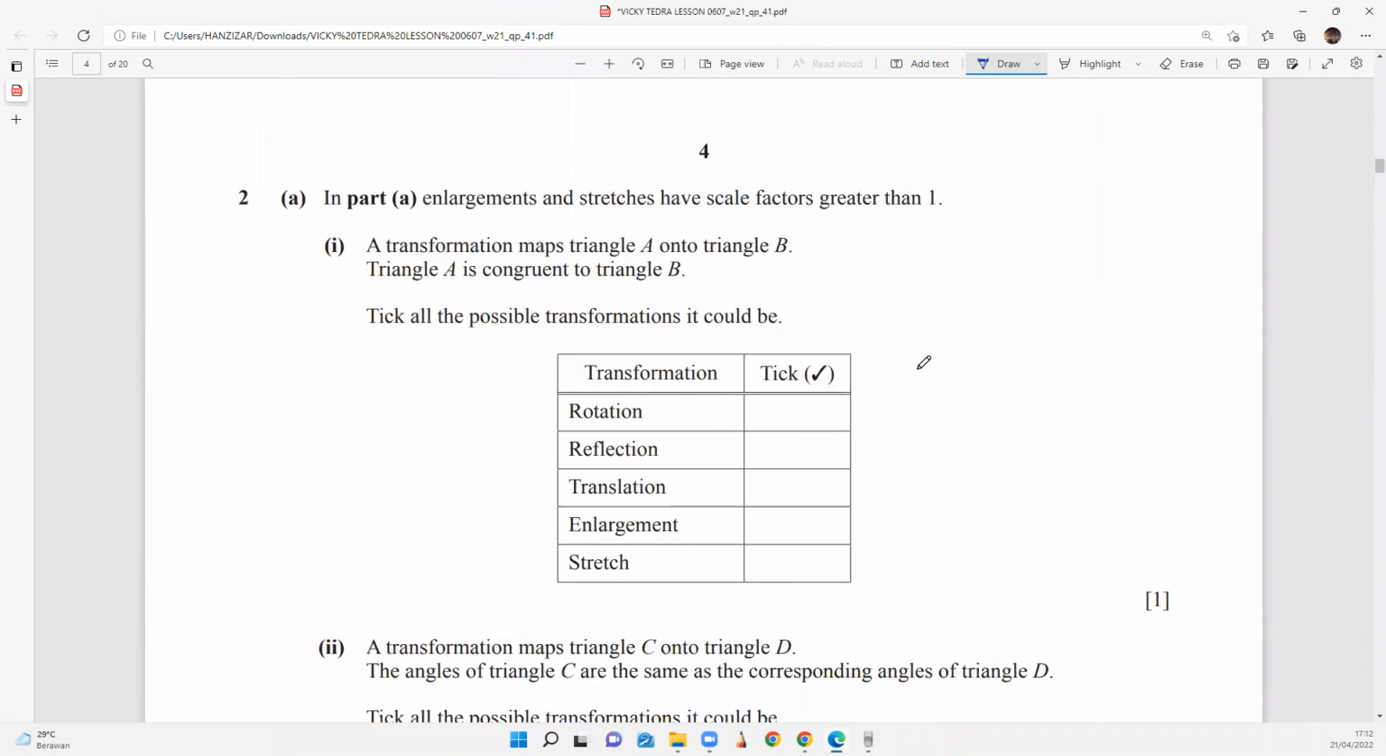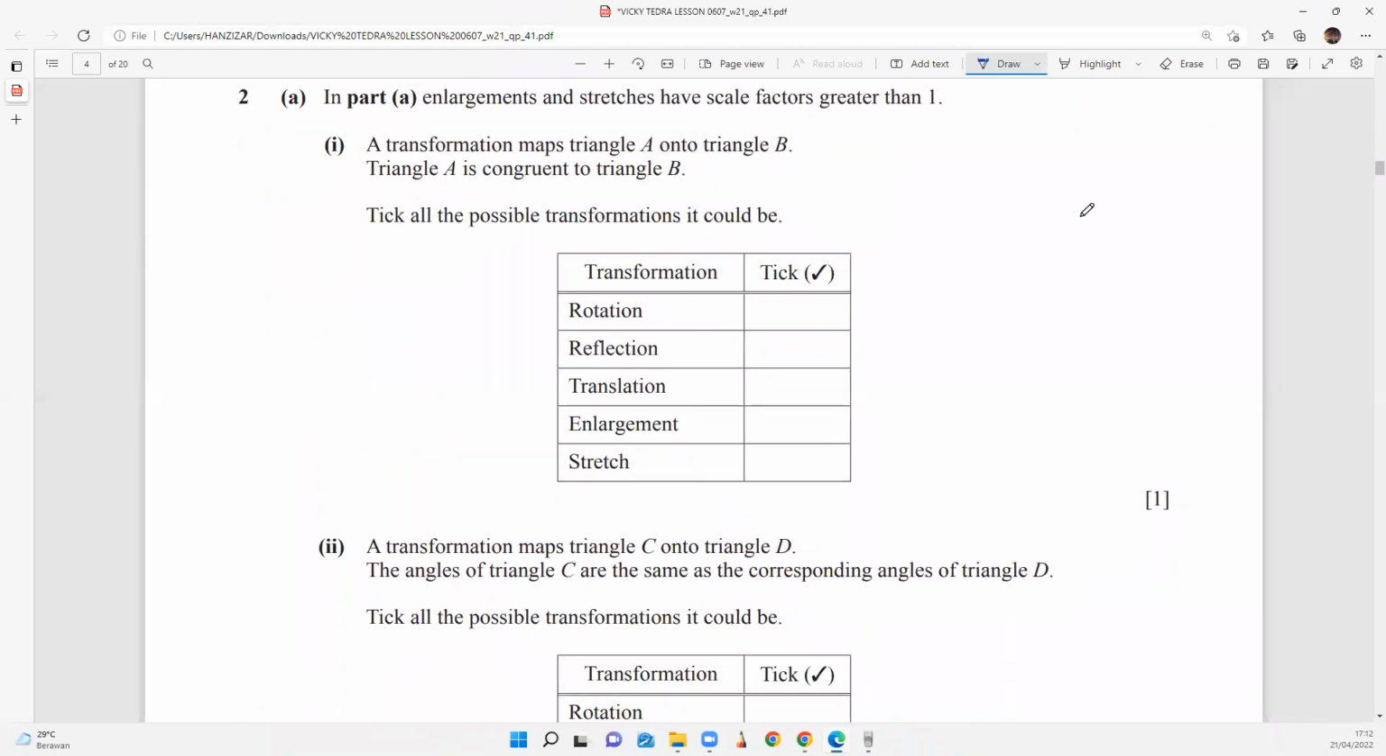Okay, now look at number 2. In part A, enlargement and stretch have a scale factor greater than 1. A transformation maps triangle A onto B. Triangle A is congruent. So what is meant by congruent? You don't change the size. So no change in size. So it might only be rotation, right?